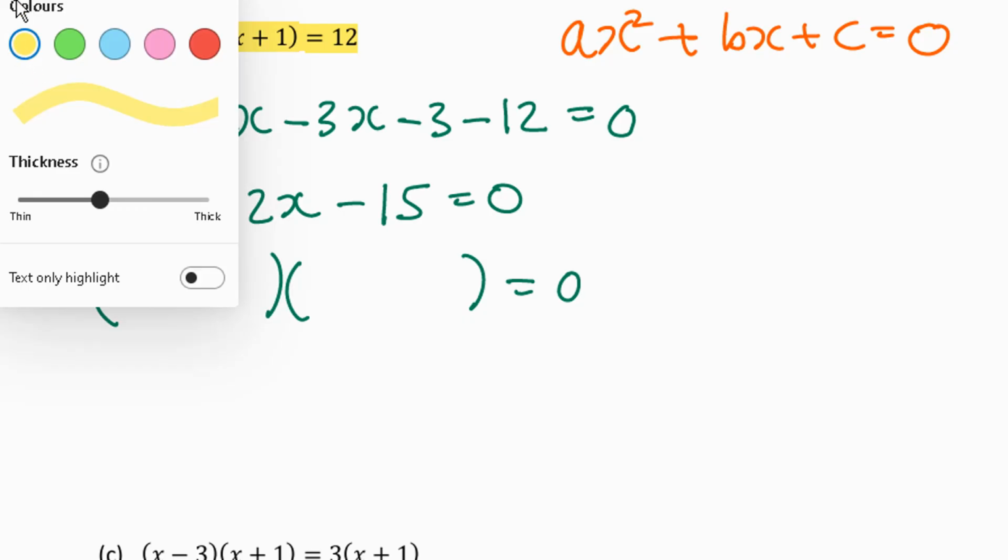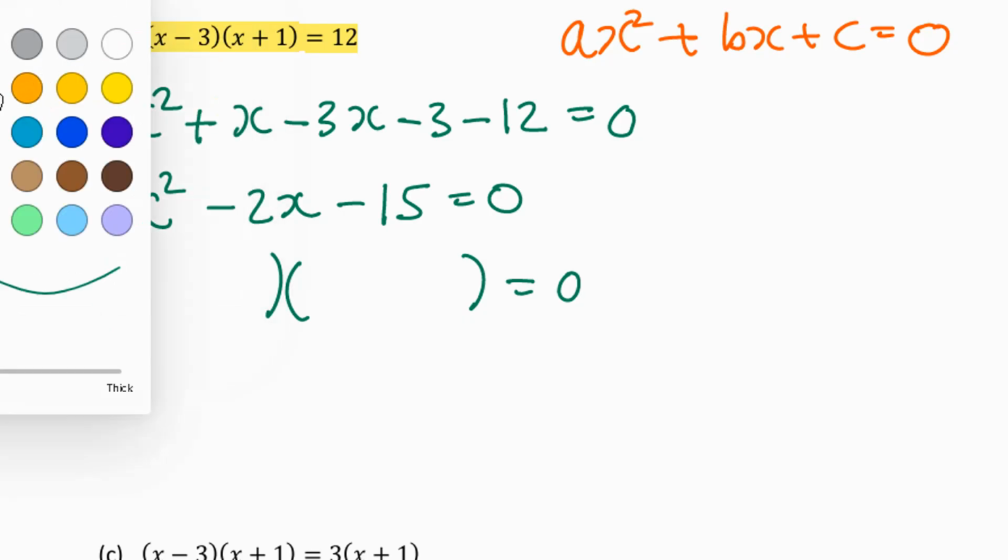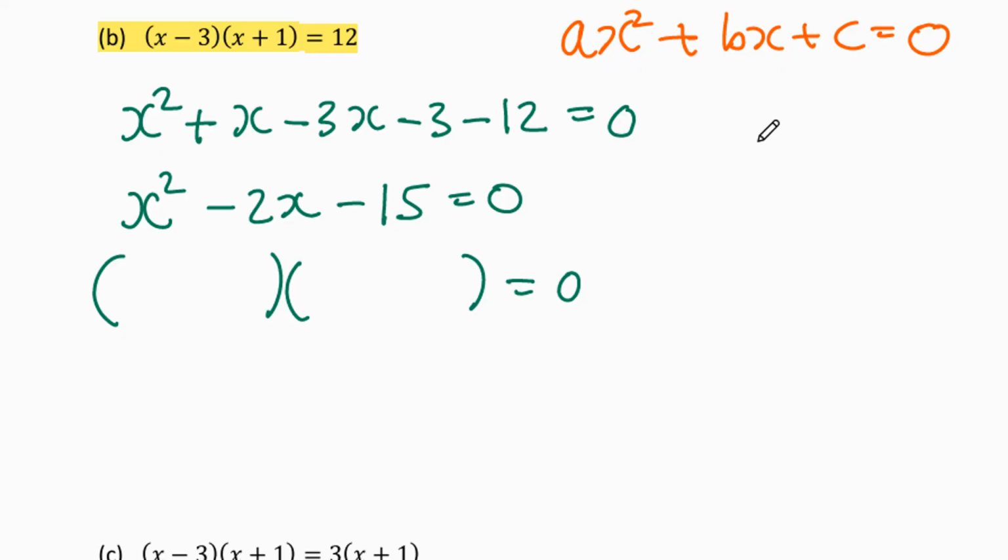So what are the factors of 15? It's going to be 1 and 15, and 3 and 5. 1 and 15 can never give us negative 2, whether we add or subtract them. So this won't work. 3 and 5 can give us negative 2 if the 3 is positive and the 5 is negative, because positive 3 minus 5 is negative 2.